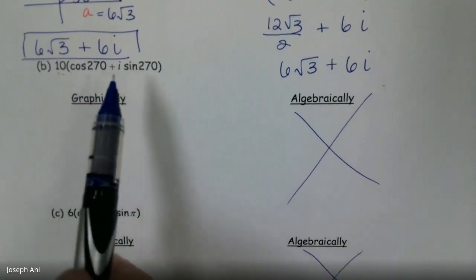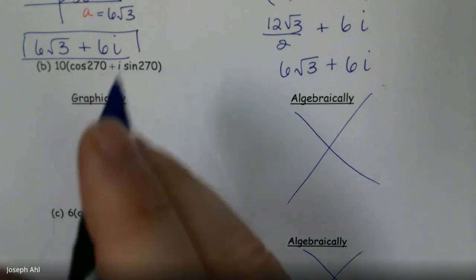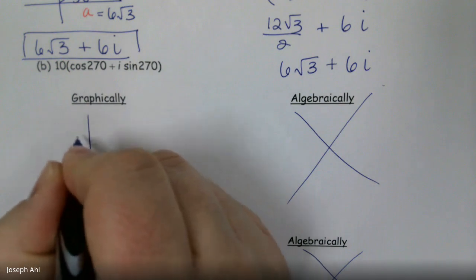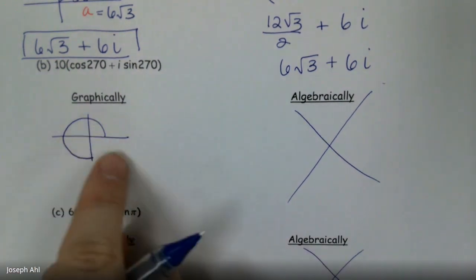Let's go ahead and try 10 cos 270 plus i sine 270. First step is to sketch the angle. So the angle of 270, this one's a little unique in that 270 is called quadrantal. It stops right on the borderline between quadrants 3 and 4.